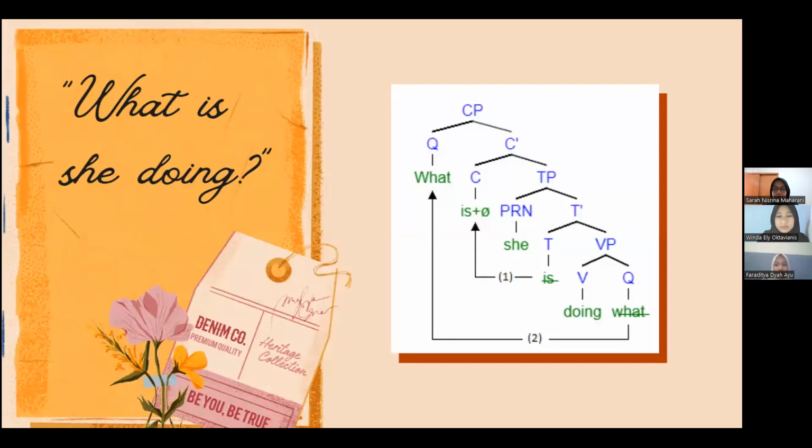Now we're going to analyze the sentence, what is she doing? The original form of the sentence is an echo question, what is she? I'm sorry, she is doing what? But then the object of doing is moved to the top of the sentence. There are two different kinds of movement operation here. The first one is head movement that moves the auxiliary is, and the second one is WH movement that moves the WH interrogative word what.